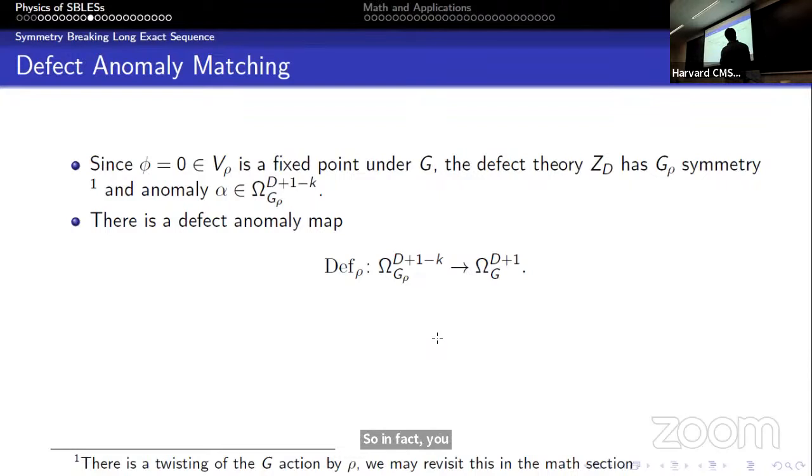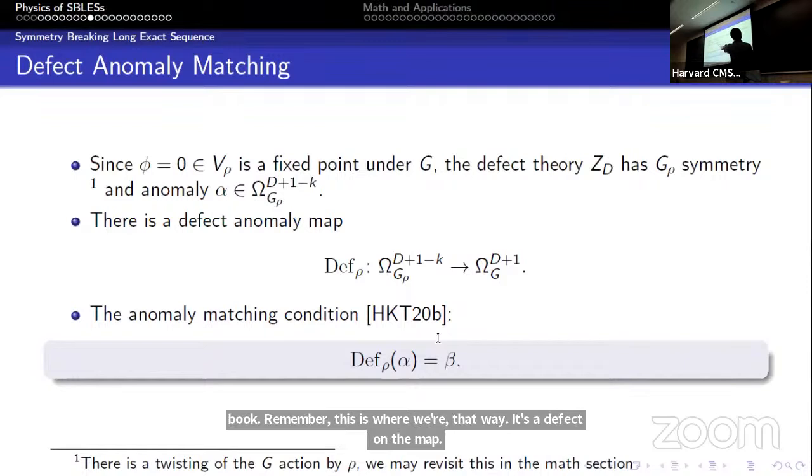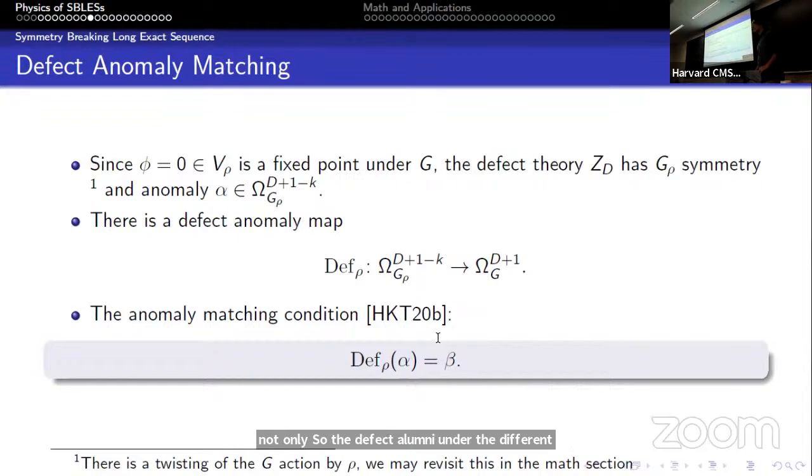And the authors also wrote about this anomaly matching condition, which is that the defect anomaly under the defect anomaly map has to recover the bulk. So in particular, if let's say the bulk beta is non-zero, that implies that alpha has to be non-zero, right? So the defect has to have an anomaly, and that implies that it has to have interesting excitation. So if you have an anomalous system, even if you can gap it, there's still interesting excitation living on the defect, right? It cannot be trivial.